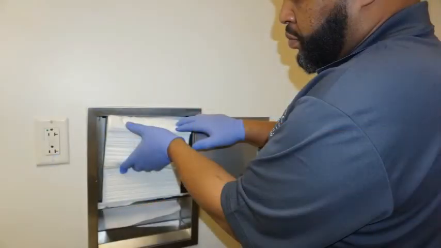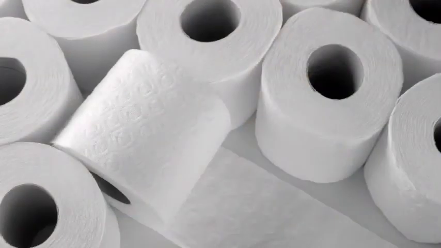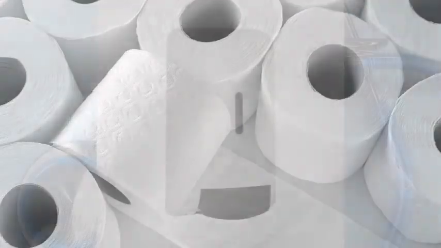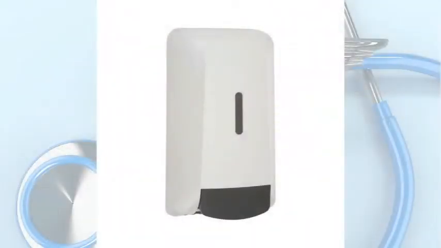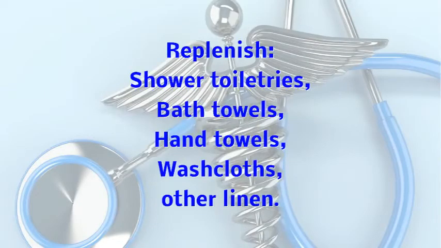Restock paper towels with the fold properly facing down so that the towels dispense as they are intended to. Refill the toilet paper dispenser. Make sure spare rolls are stocked in the room. Refill hand soap dispensers. Refill shower toiletries. Replenish bath towels, hand towels, washcloths, and other linens.